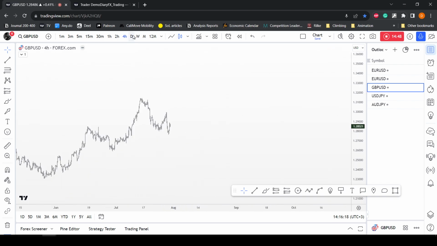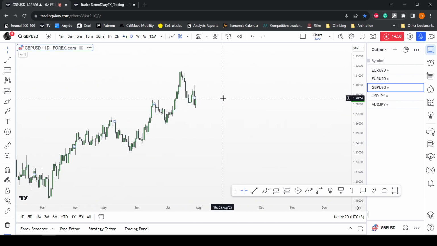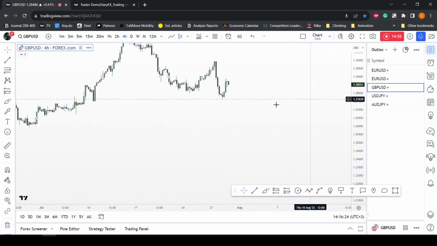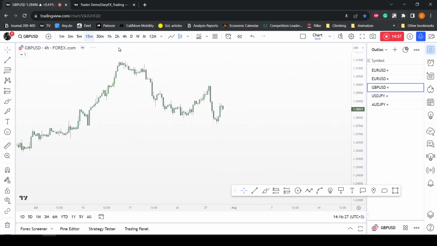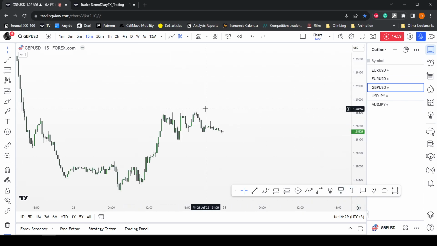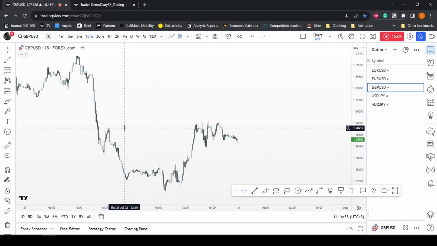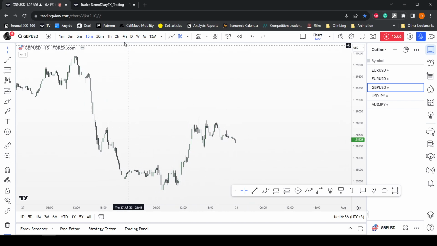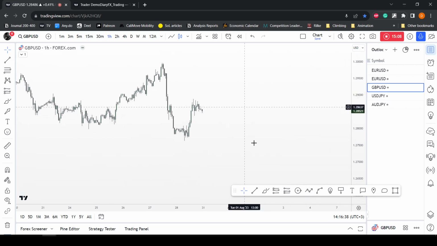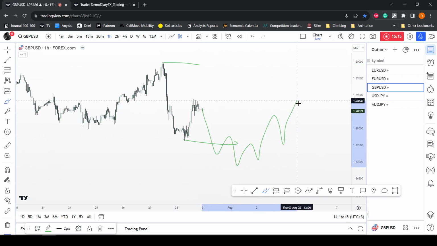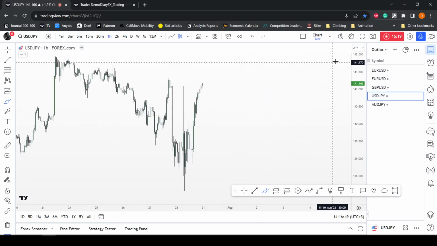GBP USD, and as you can see, it's basically the same. Daily is the same, 4 hours is the same, 15 minutes is the same, so same bias, so almost the same. As you can see, it's a bit more bullish. We have this break, but again, I still want to see either a break of this or break of this to the downside and then to the upside. Overall bullish for GBPUSD. And now USD JPY.